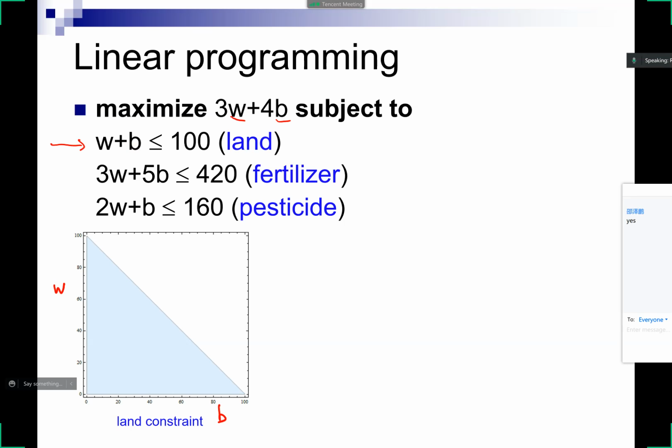When you draw this in the plane, that corresponds to this triangular region that's shown in blue. In other words, any point which is in this blue triangular region is going to satisfy this constraint, and any point which is outside the blue region is not going to satisfy the constraint. Therefore, we can only consider points which lie in the blue region. So that's the first constraint.